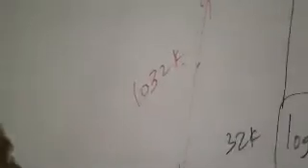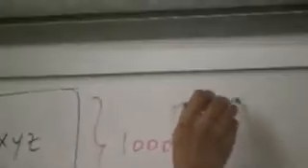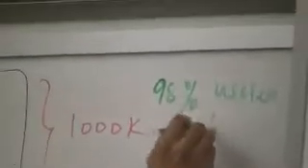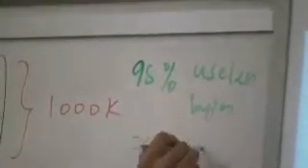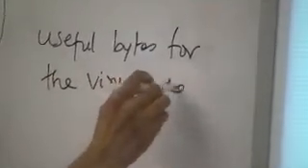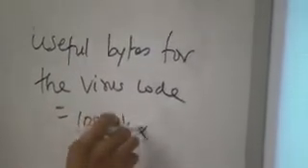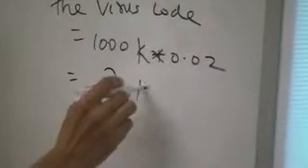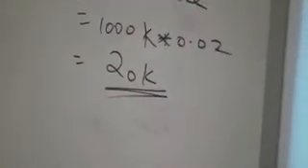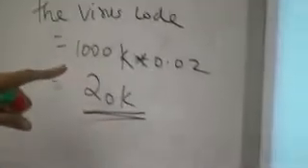And you know that within the 1000K, what is given? 98% is useless bytes. Only 2% of it is useful bytes. So within the 1000K, how many bytes are really going to be the actual virus code? 1000K times 2%, right? So the real useful bytes for the virus code is going to be 1000K times 0.02, which is going to be 20K. So 20K is the actual virus code that's really going to cause the damage. The remaining 1000 minus 20, 980K, are useless bytes.